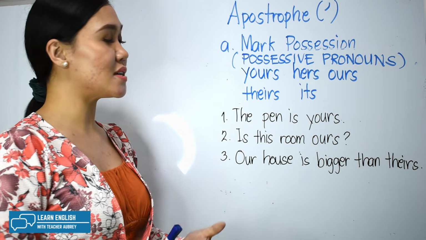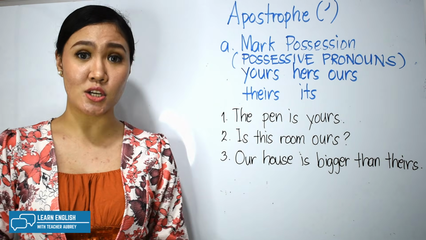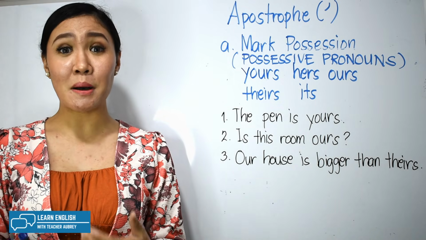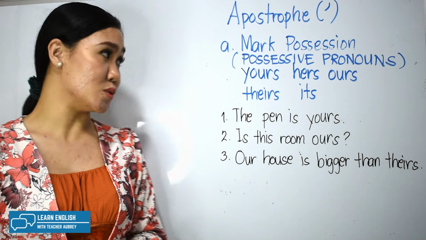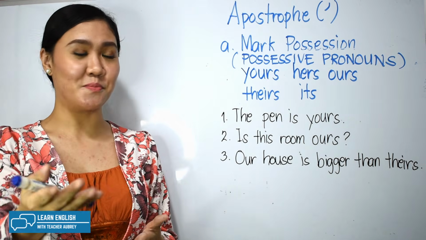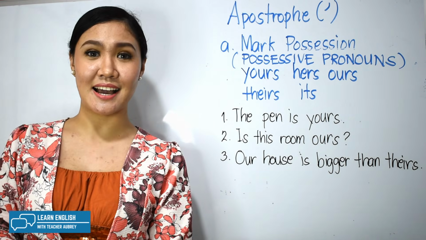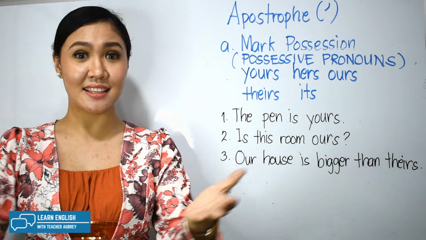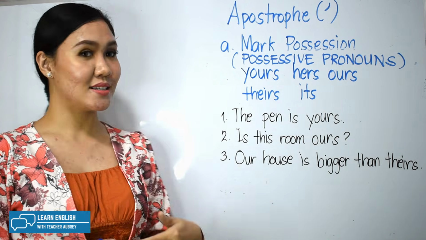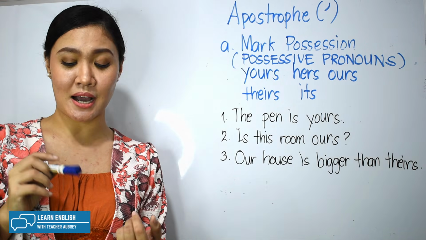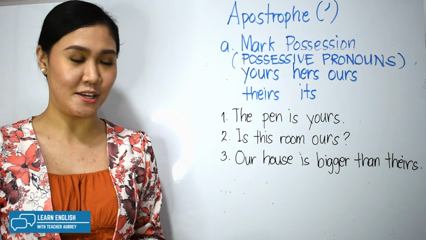Ibig sabihin po ng possessive, shows ownership, nagpapakita ng pagmamay-ari. Pronoun, yun yung mga panghalip na pumapalit sa nouns sa pangungusap. We have yours, in Filipino, sa'yo. Hers, sa kanya, na babae, hers. Ours, sa atin. Theirs, sa kanila. Its, tumutukoy doon sa pag-aari ng maaaring hayop, pag-aari ng isang bagay.